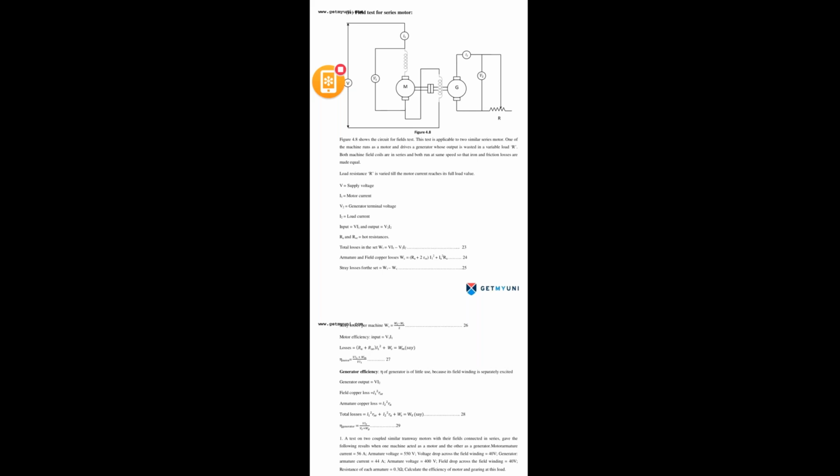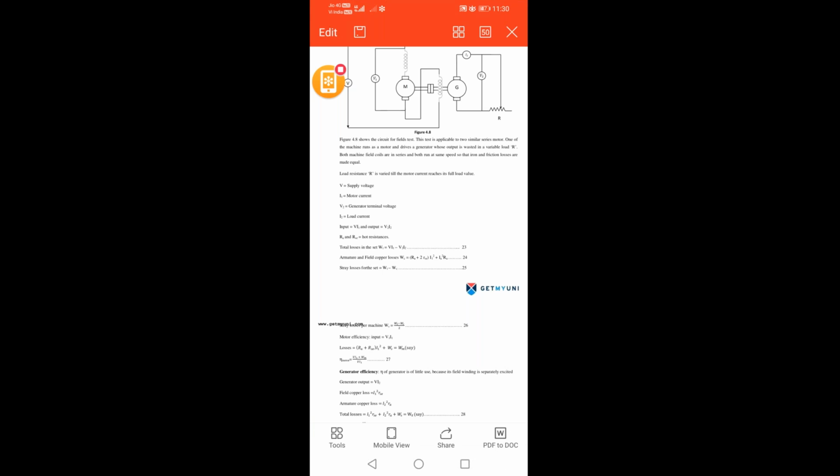Finally, the efficiency of the motor equals, so how can we write the efficiency of the motor in terms of electrical energy? Input minus losses by input, sir. Input minus losses, right? So here you can see, the input power is V into I1, and the losses are the armature and field copper losses and stray losses, divided by the input. So finally we get the efficiency of the motor.